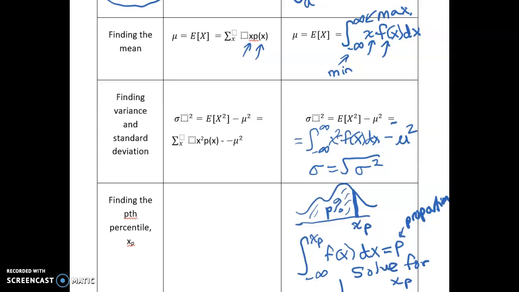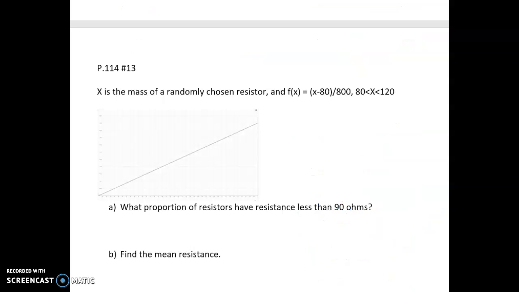Let's look at an example in our next couple minutes as we only have a little bit of time left. The example we're going to look at is in your textbook, page 114, number 13. They always have engineering examples. So x is the mass of some randomly chosen resistor, and f of x is this function, x minus 80 over 800, for x between 80 and 120, and otherwise it's 0.